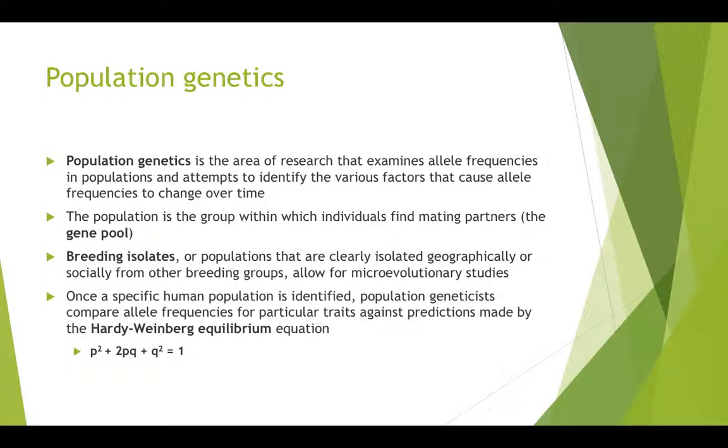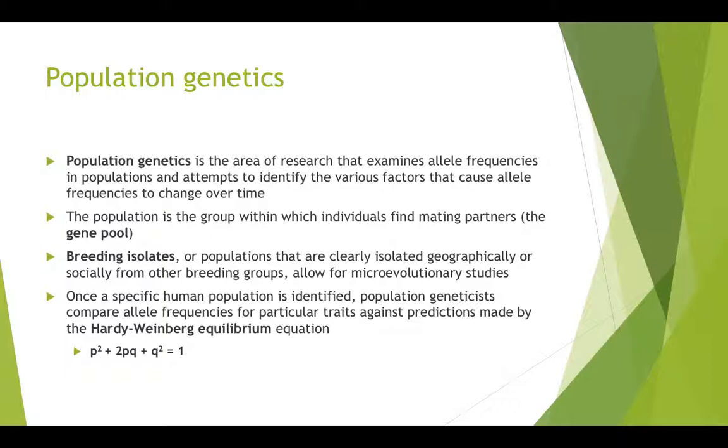One of the ways that we identify the kind of path that evolution is taking is through population genetics. Population genetics is an area of research that examines the allele frequencies in populations and attempts to identify the factors that cause allele frequencies to change over time. And so if you remember early on in the semester, one of our definitions of evolution itself was simply change in allele frequencies or gene frequencies over time. This is where population genetics really makes important contributions.